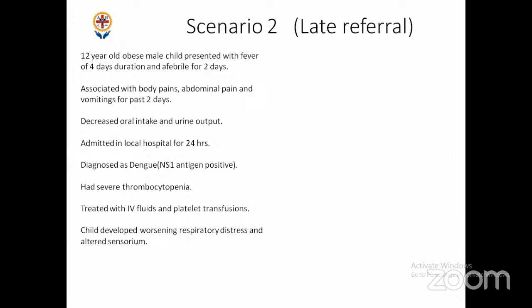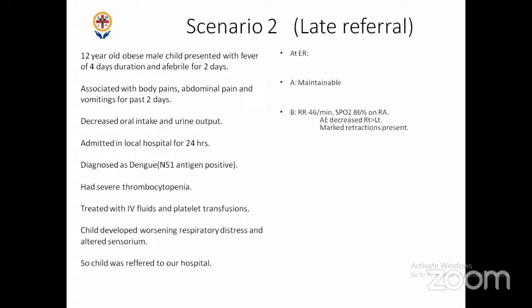So for this reason, the child was referred to our hospital. So you have seen a classical dengue with thrombocytopenia, managed with fluids and transfusions, worsening distress and altered sensorium. This is how the child was referred to us. At the ER, airway was maintainable.